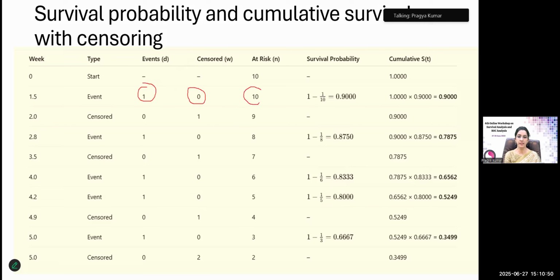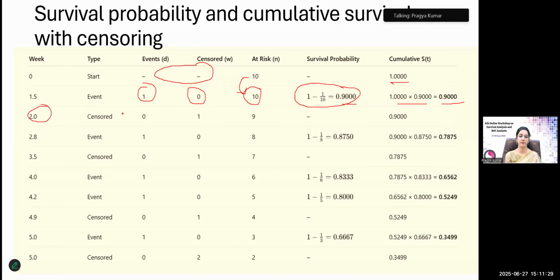And the number at risk will be 10, because since there was nothing before, I did not deduct anything, and the same risk set has come here. Why? Because at least 10 people could survive up to a point greater than or equal to 1.5 weeks. So how do I calculate the survival probability? The event is 1 out of 10, so the survival probability is 1 minus 1 by 10, which is 0.9. And the cumulative survival will be 1 multiplied by 0.9, so 0.9 is your cumulative probability.